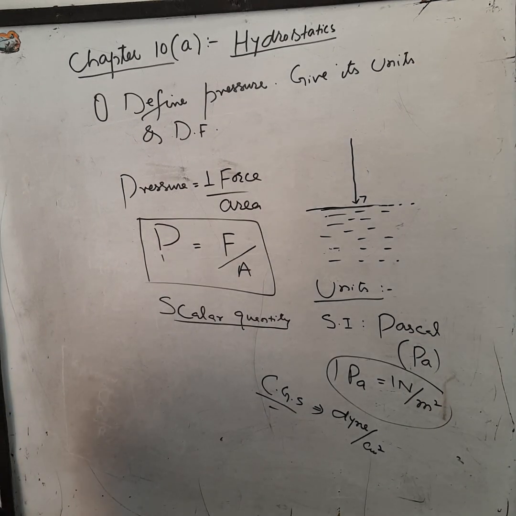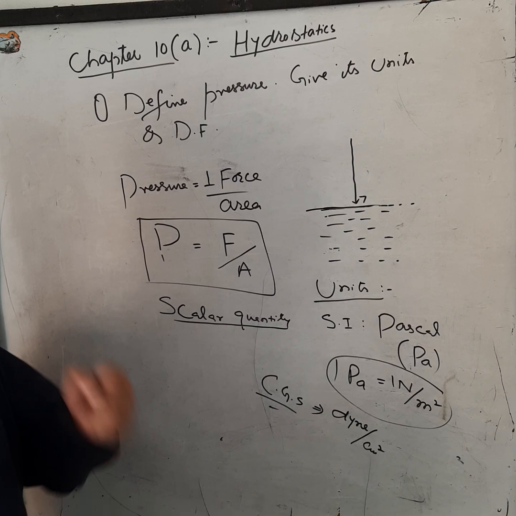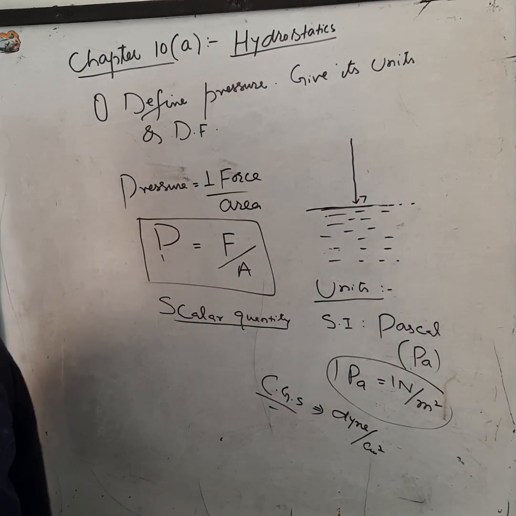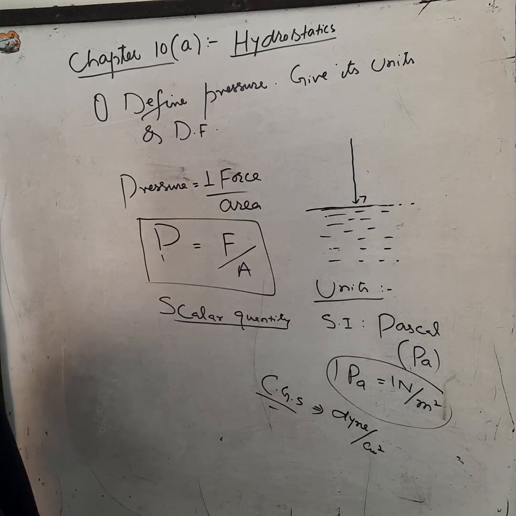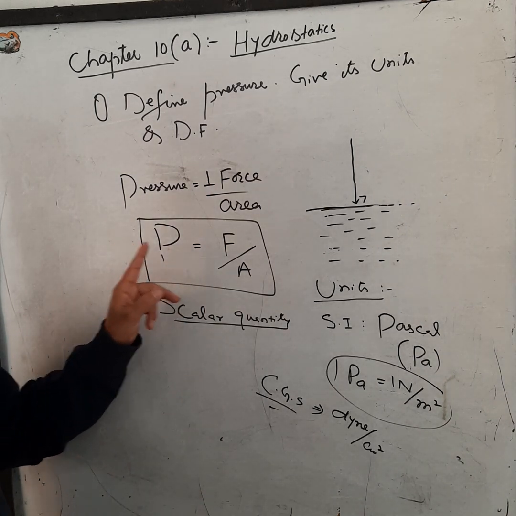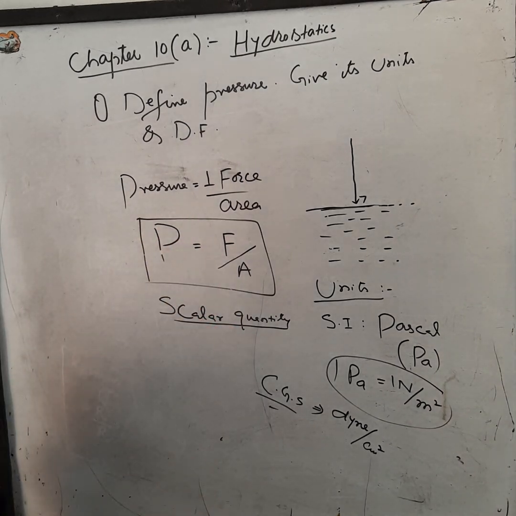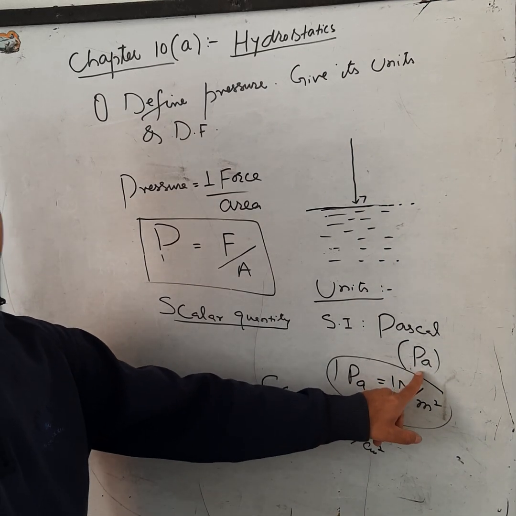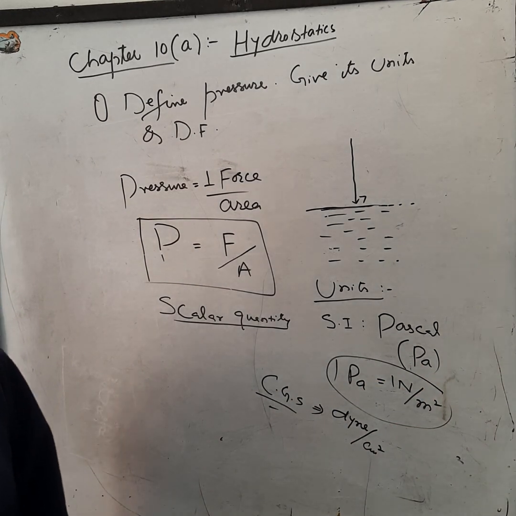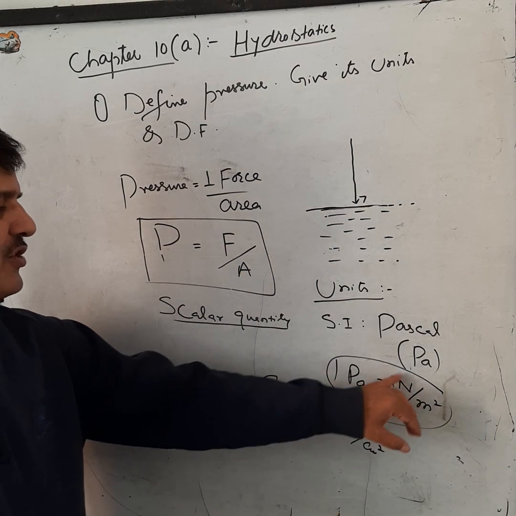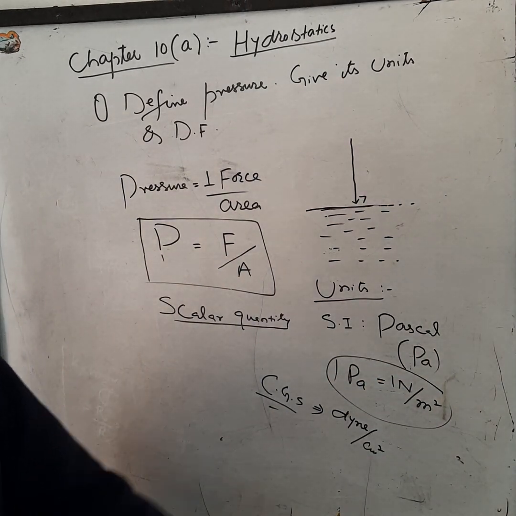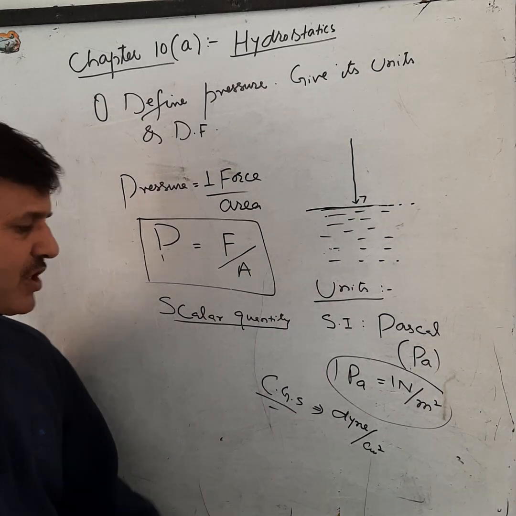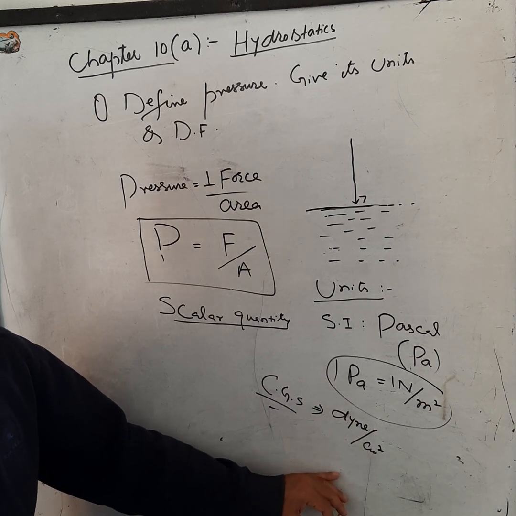So this is all about pressure: give its units and dimensional formula. Let me tell you again. The perpendicular force acting per unit area of a surface is called pressure. Pressure is denoted by capital P. Capital P is equal to F upon A. Pressure is a scalar quantity. The SI unit of pressure is Pascal, symbol Pa. 1 Pascal is equal to 1 Newton per meter square. Hence, Newton per meter square is also the unit of pressure. The CGS unit of pressure is dyne per centimeter square.